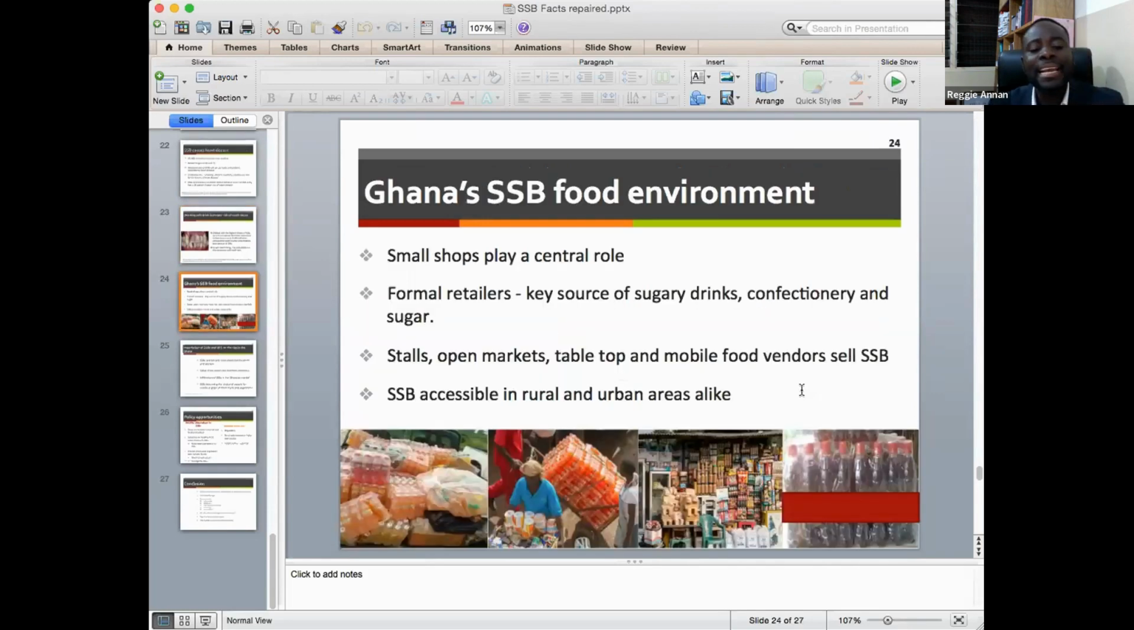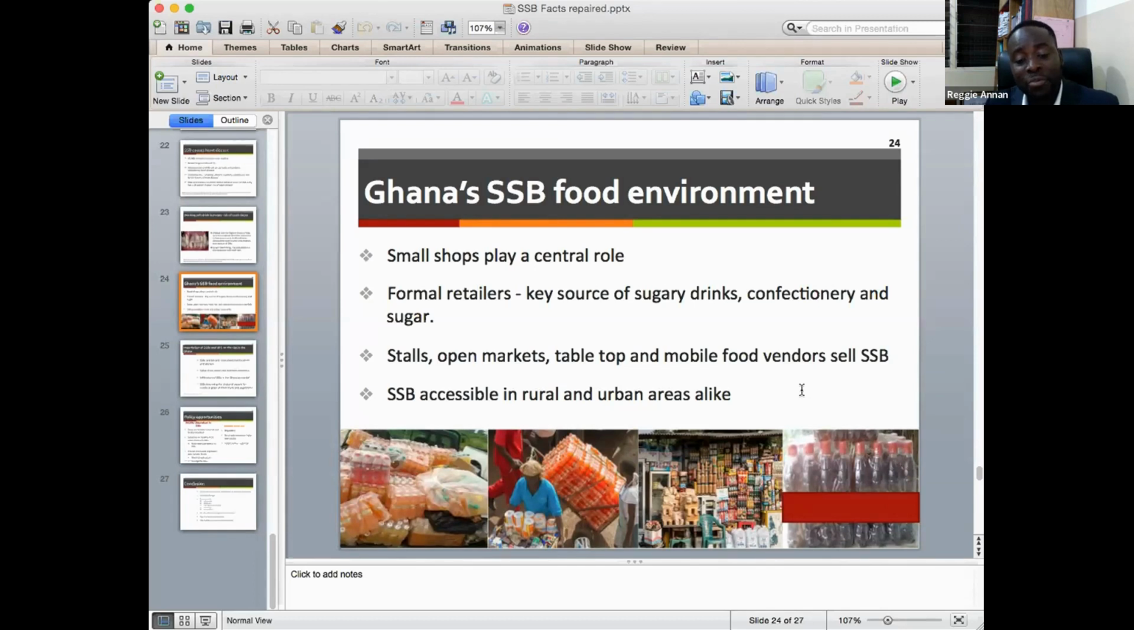And in Ghana, from our ROFI study, we know that the SSB food environment is driven not just by big supermarkets. Small shops play a central role, even though formal retail like mini-sized supermarkets and blue kiosks are also there, and they drive sugary drinks, confectionery, and sugar. Even stalls, open markets, tabletops, and mobile food vendors are all drivers of the SSB food environment. This is why SSBs are accessible in rural and urban areas alike.